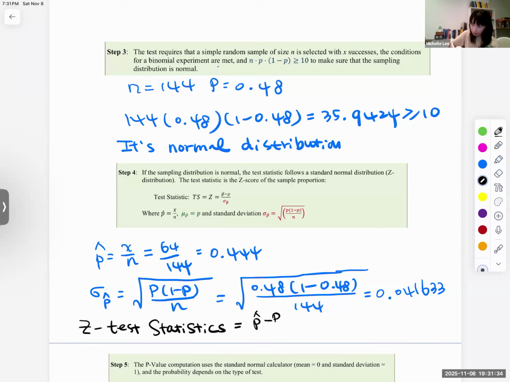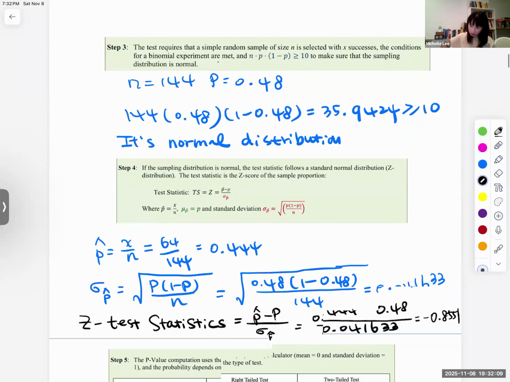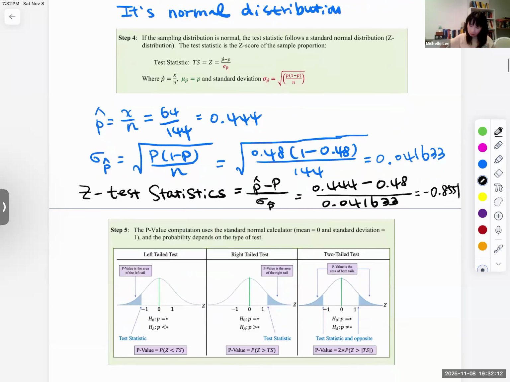So z equals p hat minus p over sigma sub p hat. There will be p hat, which is 0.444, minus p, which is 0.48, over sigma sub p hat, which is 0.041633. What do you get? Negative 0.8551. Yeah. Okay.